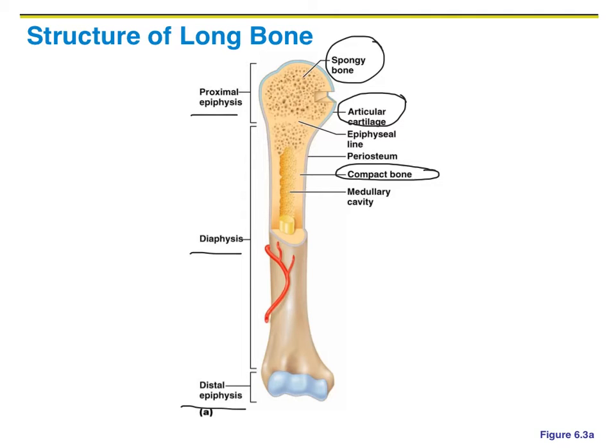The epiphyses and diaphysis are separated by cartilage in children known as the epiphyseal plate, which gets replaced by the epiphyseal line in adults. The epiphyseal line signifies that the bone is no longer undergoing interstitial growth. It's no longer increasing in length. And finally, the connective tissue that surrounds the compact bone is referred to as the periosteum.